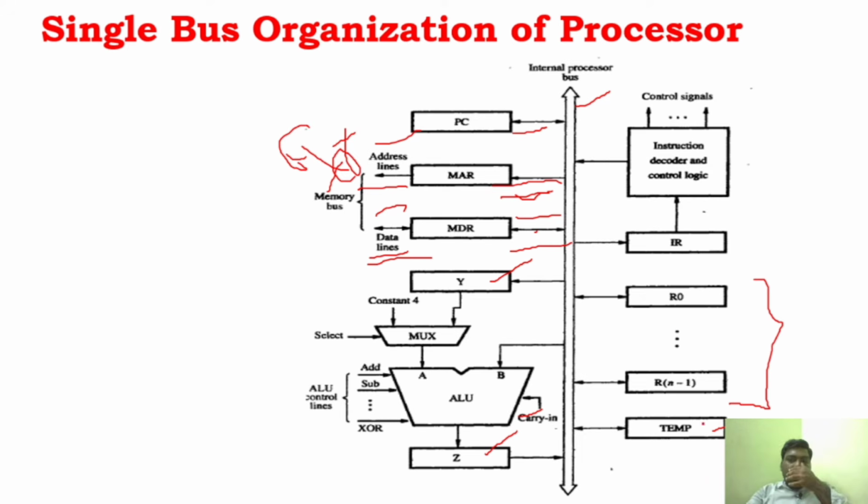For example, if you take R0, R1, R2, all these registers, you would have come across instructions like Move R1, R2, or something like that. That is, these registers are represented in the instructions. But these registers, Y, Z, Temp, will not be used in any instruction. That is, they are very transparent for the programmers. While executing any instruction, you can use these registers for temporary storage.